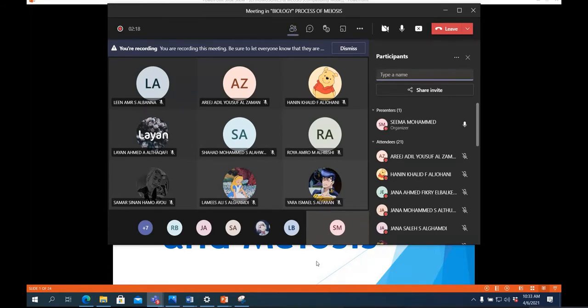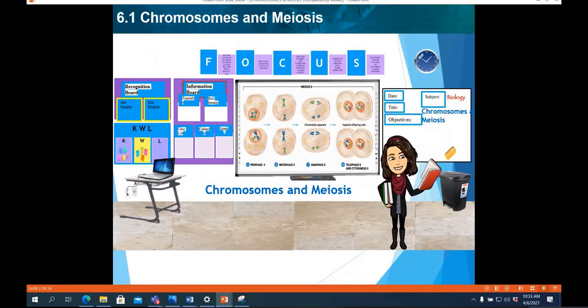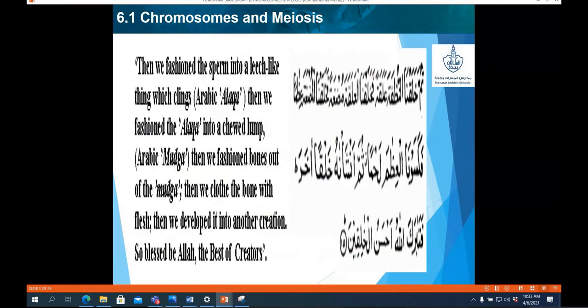Okay, then let's get started. Layan, we are done with the chromosomes and meiosis, right? We are yet to solve the worksheet, isn't it? Yes. Okay, great. So let's quickly summarize the topic and start solving the worksheet, inshallah. We were doing chapter 6.1, which we are almost done, which I'm going to summarize quickly now. Chromosomes and meiosis, chapter 6.1. So let's start with the verse from the Quran.